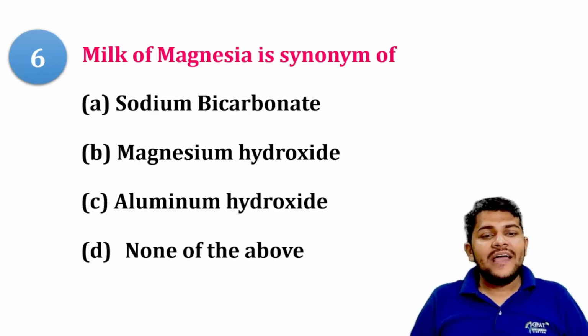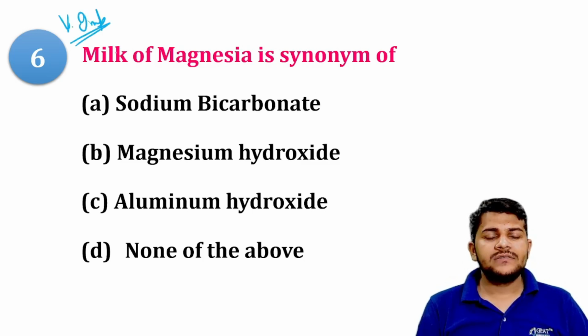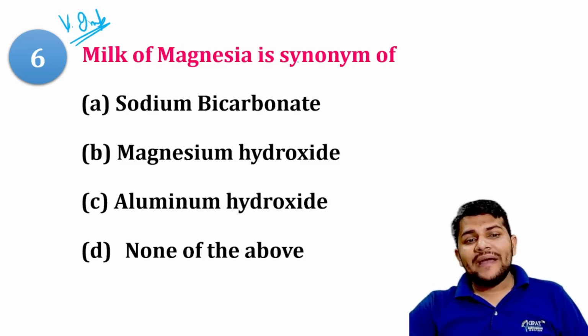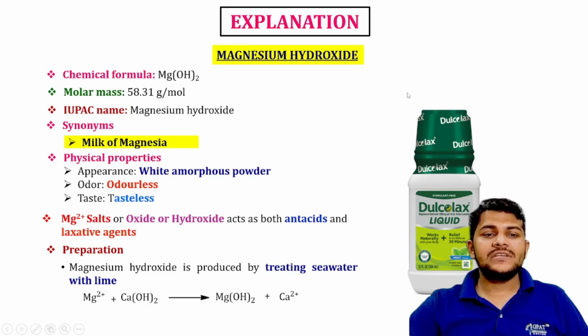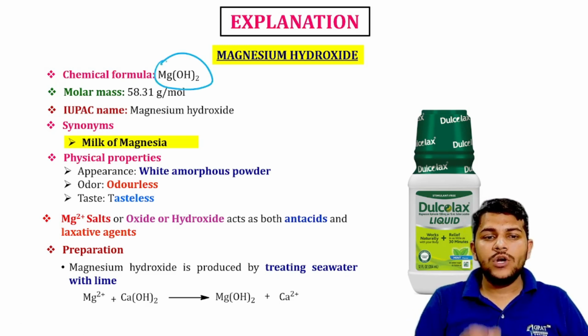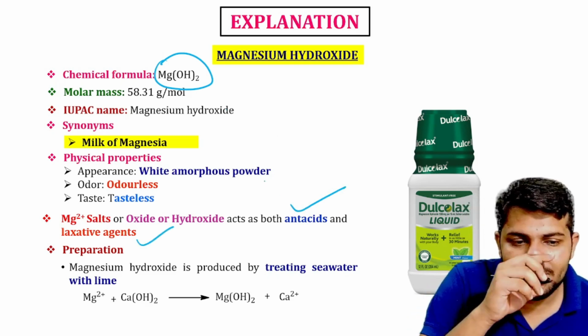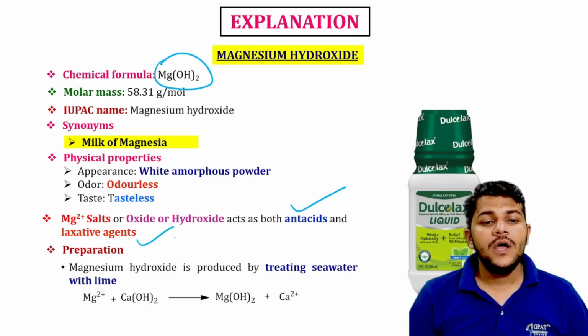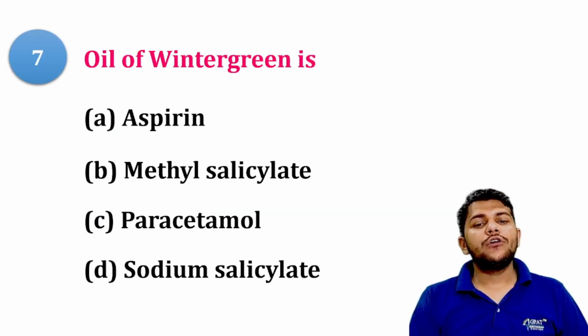Milk of magnesia is the synonym of... a very important question, asked many times in previous state examinations. Milk of magnesia is basically magnesium hydroxide, having the chemical formula Mg(OH)2. It is a white amorphous powder, odorless and tasteless, with antacid and laxative properties. It is produced by the reaction of magnesium with calcium hydroxide. And next we have oil of wintergreen.